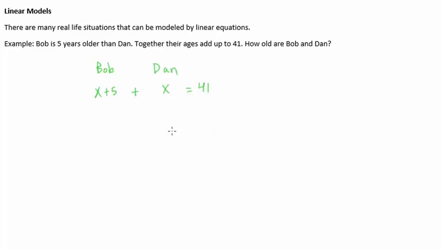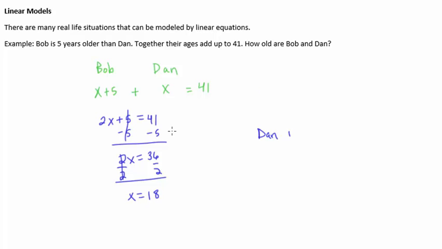Wow, all of a sudden now we have an equation that we can solve, because x plus x is 2x. Then we can subtract 5 and get 2x equals 36. Divide both sides by 2. And we get that x equals 18. That means that Dan is 18. And then with a little bit of work, we know that Bob, however you spell Bob, Bob is 18 plus 5, which is 23.